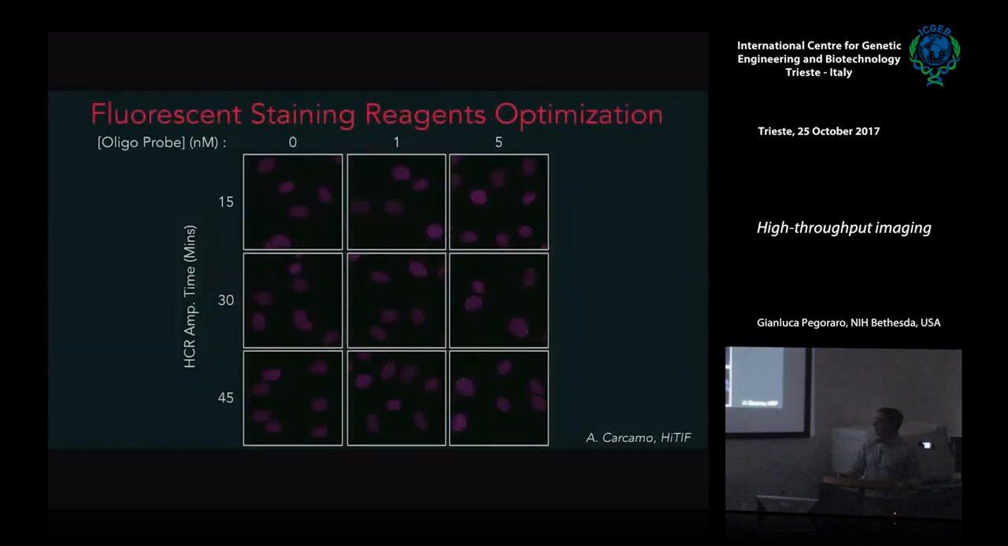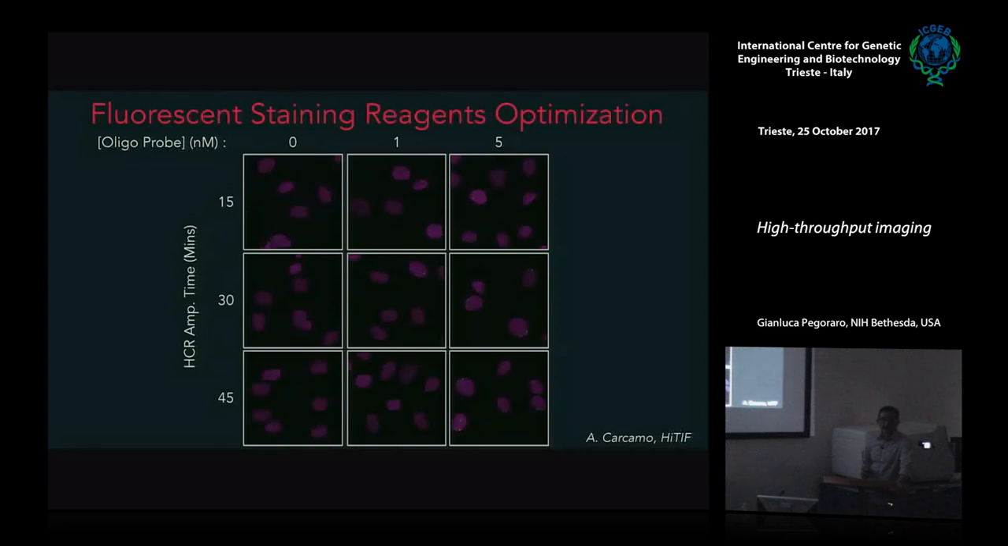Yesterday, a lot was said, rightly so, I think, about the optimization of immunofluorescence protocols. High-throughput imaging is really fluorescence microscopy at its core. And so a researcher absolutely needs to optimize fluorescence staining protocols, whether it's FISH, whether it's immunofluorescence, even when it's just fluorescent proteins. And what I'm showing you here is just an example of a DNA FISH with a post-hybridization amplification step where we titrated the amount of primary oligo, as indicated here, and amplification time.